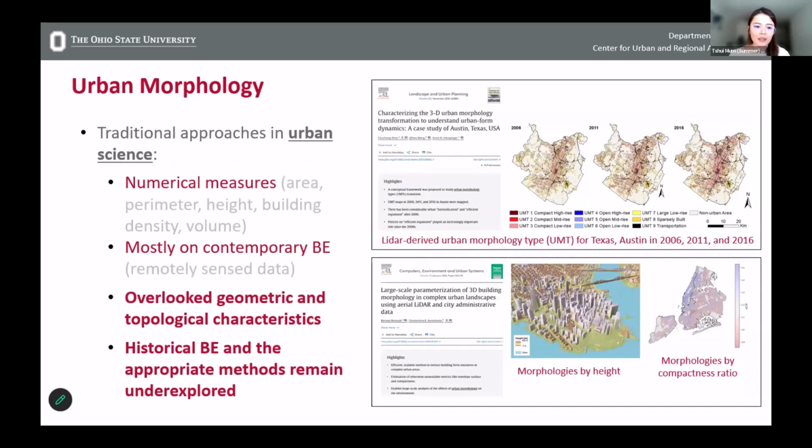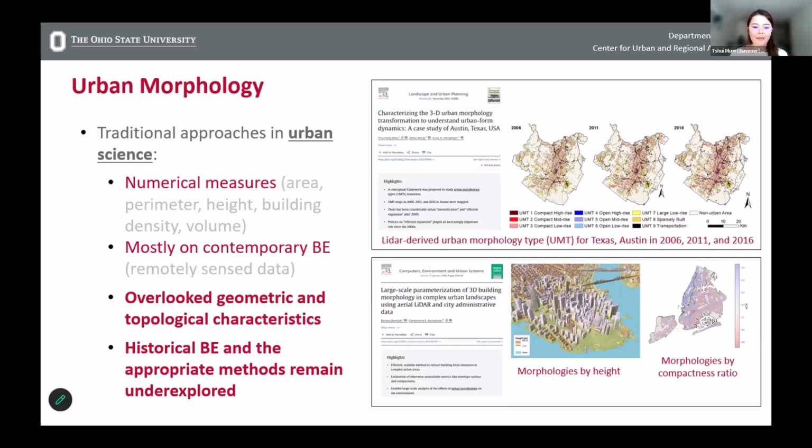So conventionally in urban science, there are many studies that are trying to quantify the built environment using numerical measures like perimeter, height, area, and so on. While this method works for many other cases, it does not apply to us because when we try to do 3D modeling, imagine we have two different footprints. One is a square footprint, and another one is a circle footprint. They might share the same area, but they look different in terms of their geometry and their topological characteristics. And these are important to us when it comes to 3D modeling.